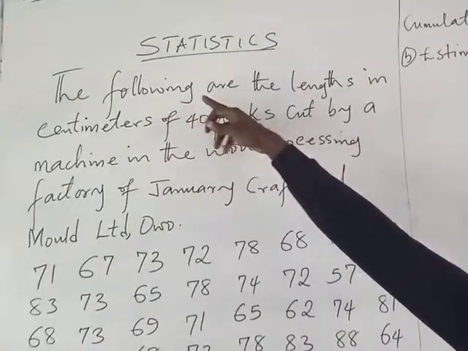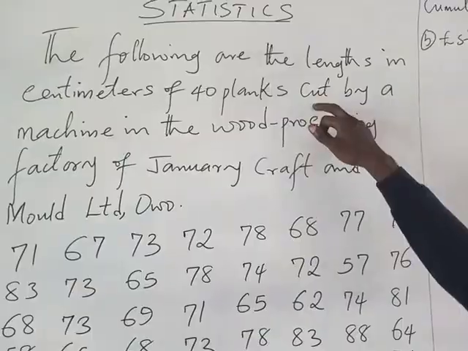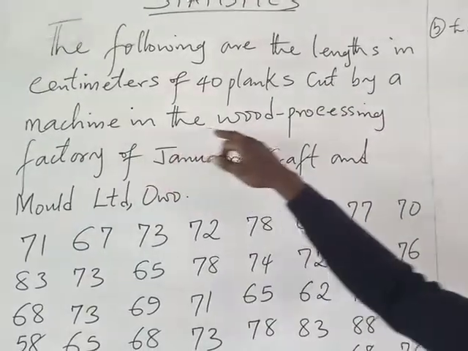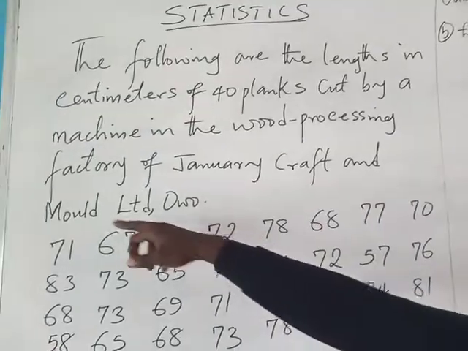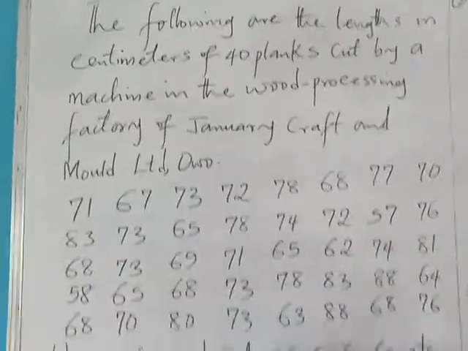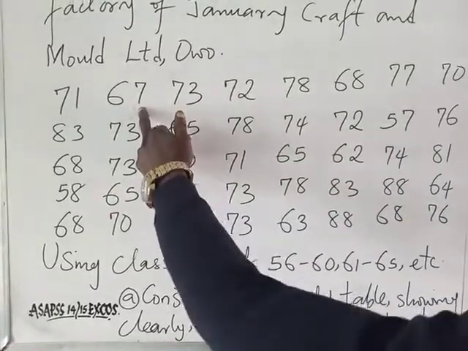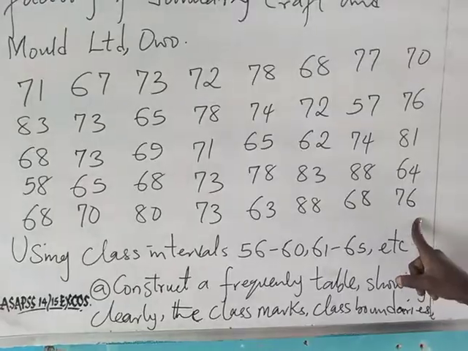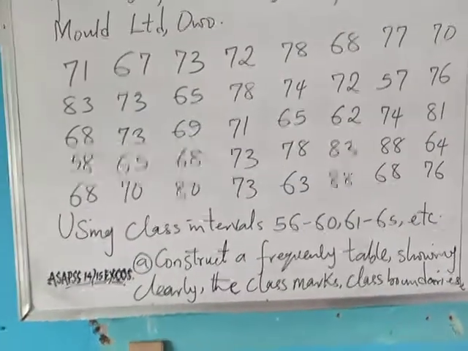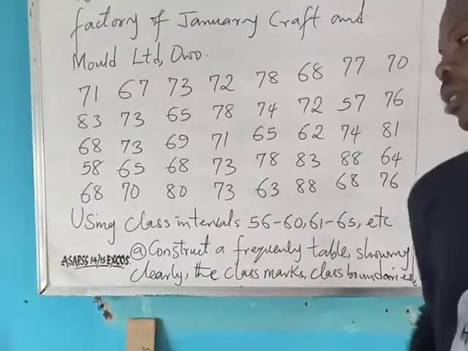The following are the lengths in centimeters of 40 planks cut by a machine in a wood processing factory. We are given this set of data: 71, 67, 73, 72, till the final one, which is 76. This type of data is not yet grouped.